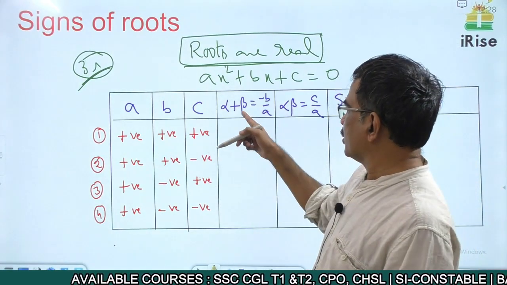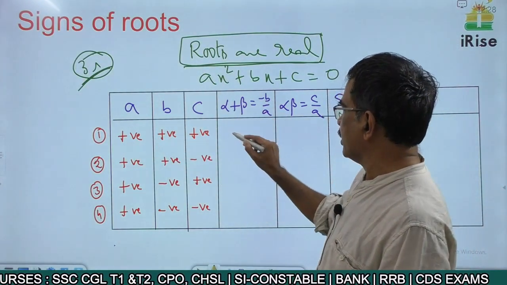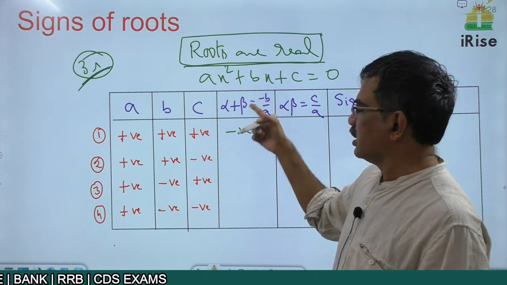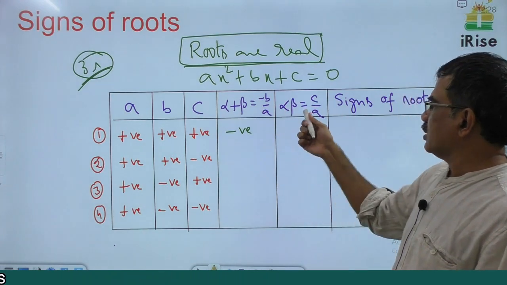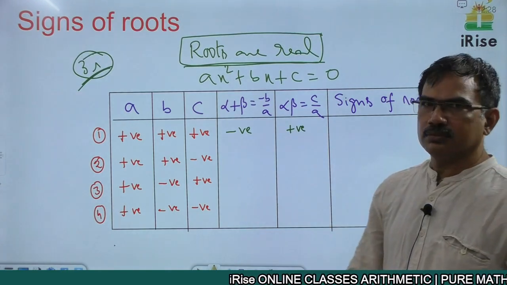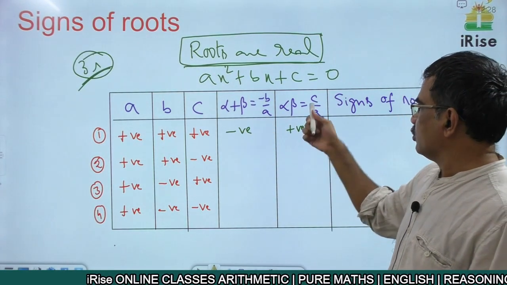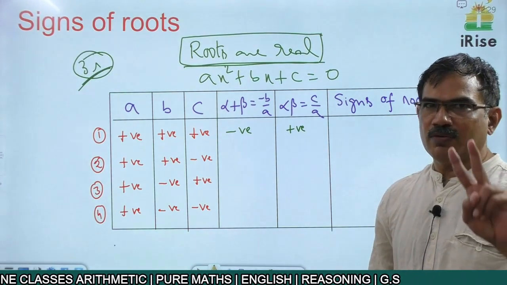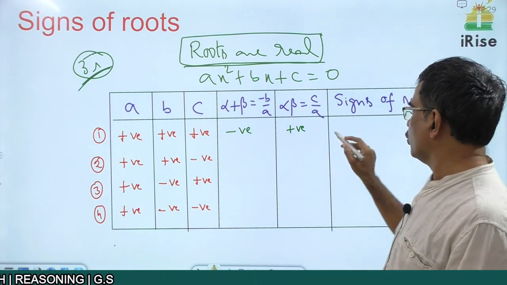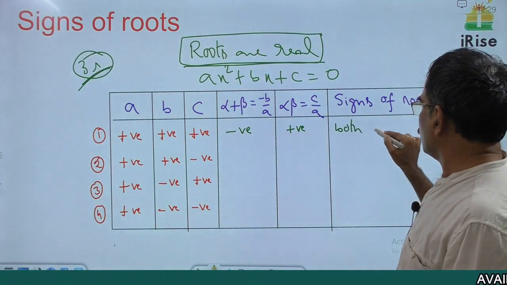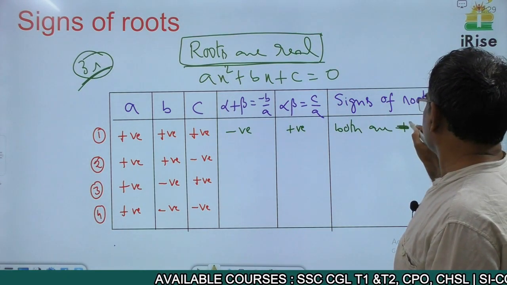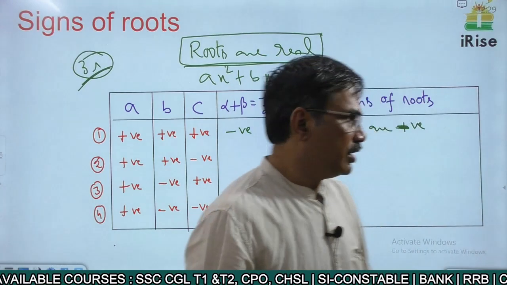If a, b, c are positive, the sum of the roots is minus b by a, therefore this is negative. Minus b by a, b positive, a positive, and minus is negative. And the product of the roots is c by a, positive by positive is positive. Sum is negative, product is positive. Sum of two terms is negative, but product is positive. So easily we can say that both are negative roots.